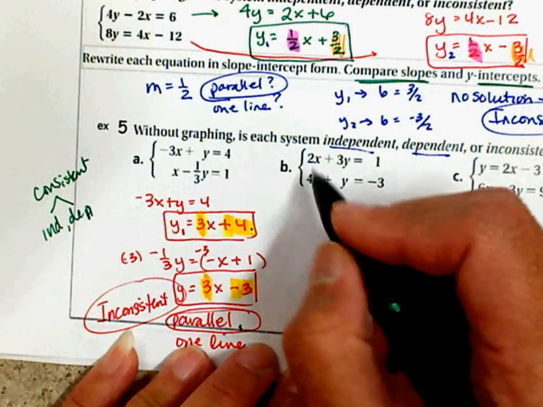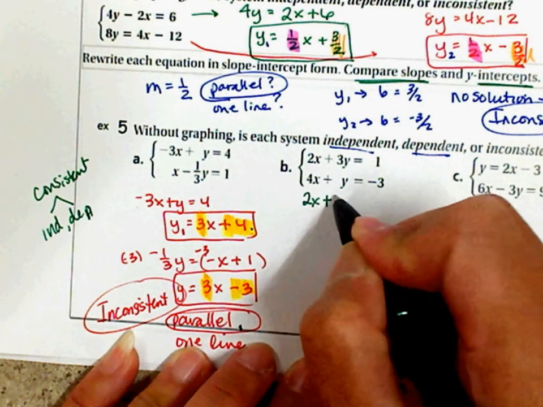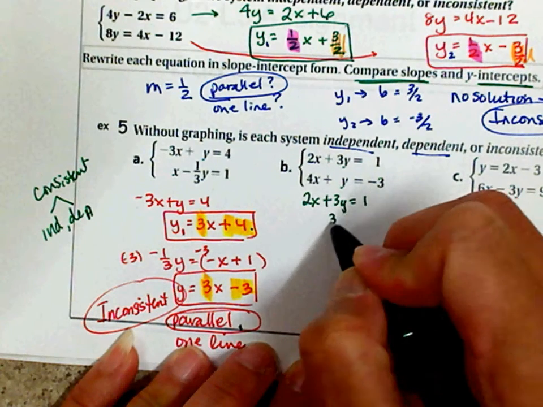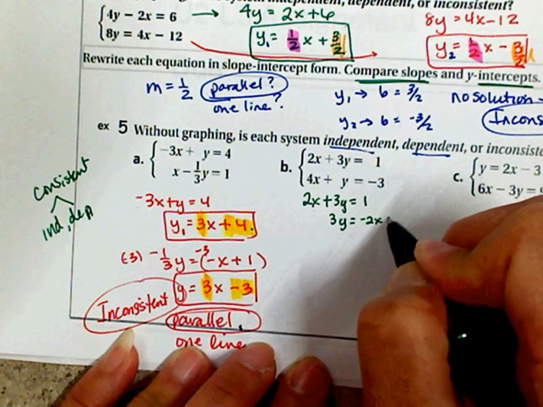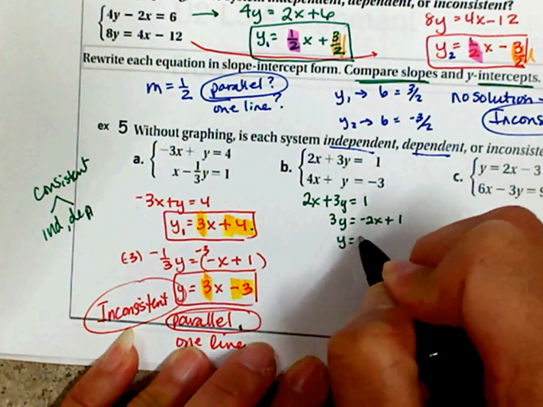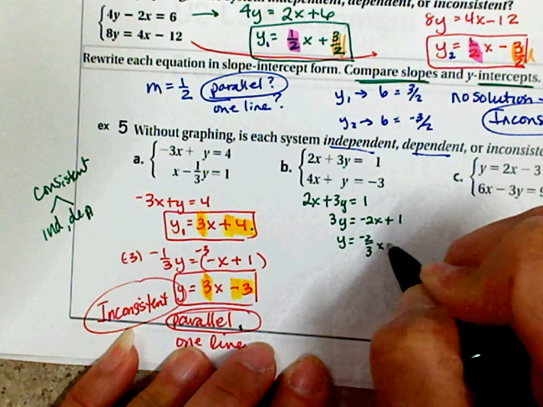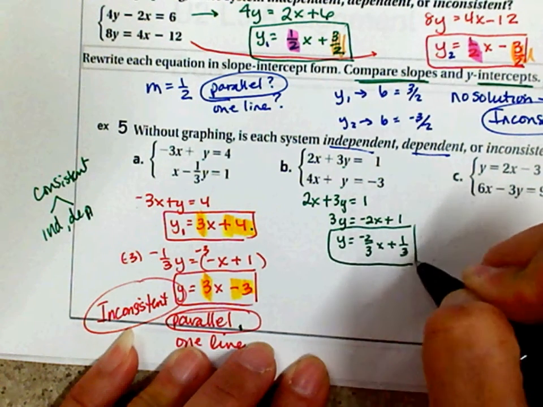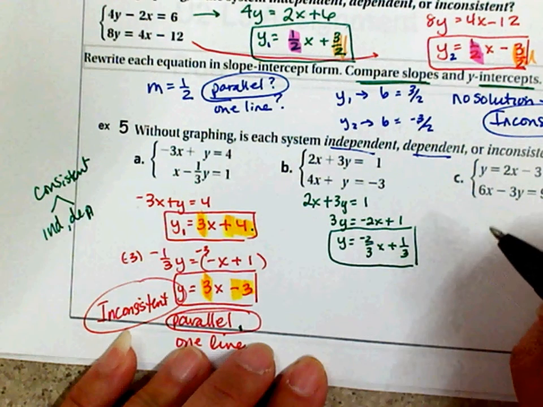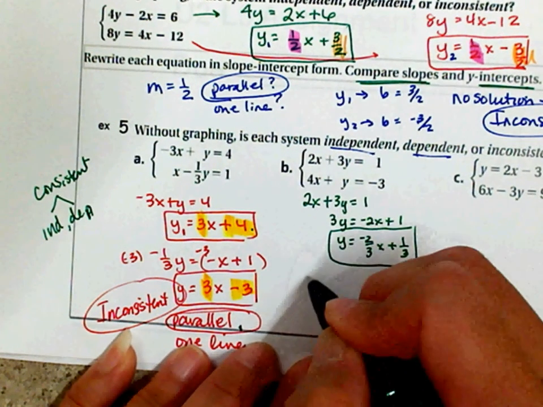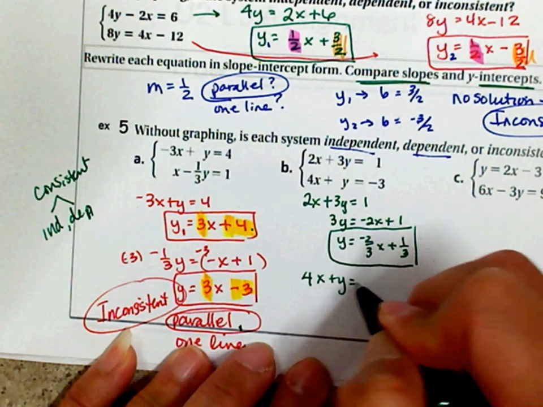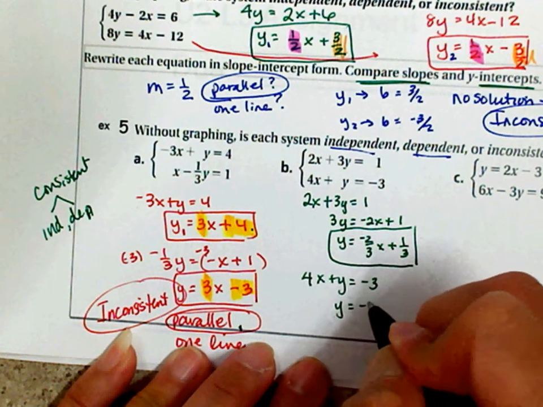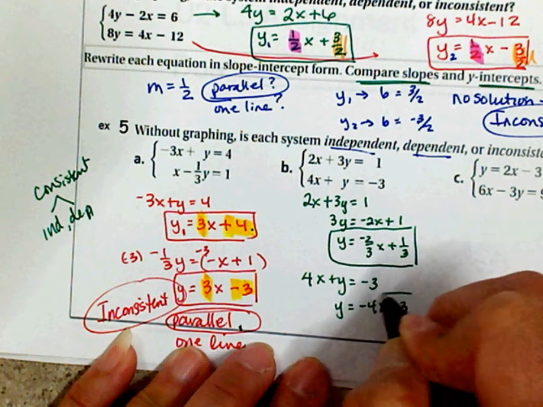So we're going to solve for y. So you have 2x plus 3y equals 1. We're going to put them in slope-intercept form. Subtract 2x, divide by 3. So you have negative 2 over 3x plus 1/3. And I'm going to box that in so I can compare my slope-intercept. Okay? Next one is 4x plus y equals negative 3. Solve for y. So y is equal to negative 4x minus 3.